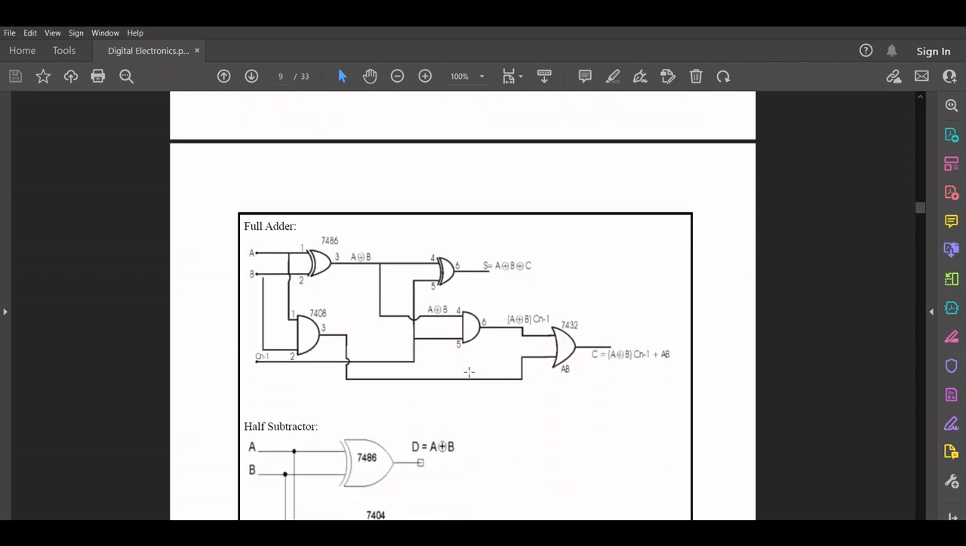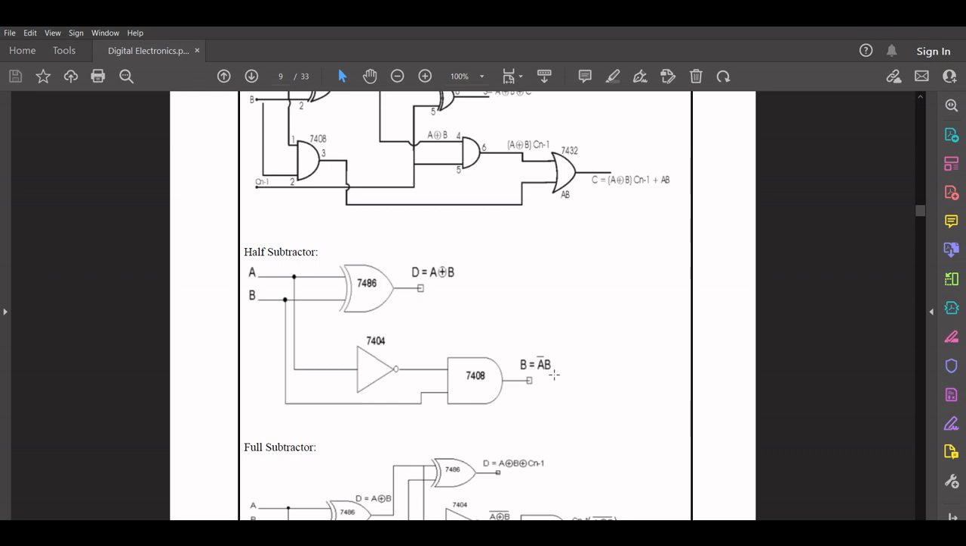Then moving on to the full adder, we use a more number of ICs over here. So we have three inputs over here, A, B and the previous carry, that is Cn minus 1, since it comes from the previous addition. And we have two outputs over here, the sum that adds A, B and C and the output carry bit.